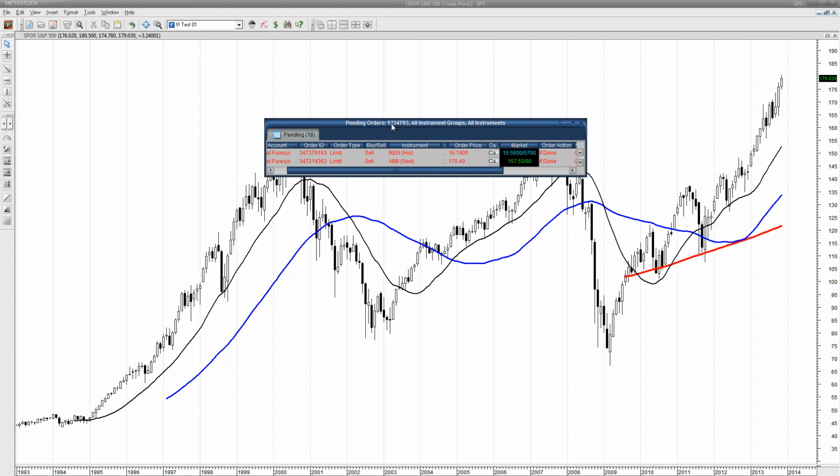Before I say goodbye, I'm just going to show you the levels again. The Dutch company Elsevier 16 euro and 19 cent, and ABB 170 krona and 40 öre. Those are my short sell limit orders.